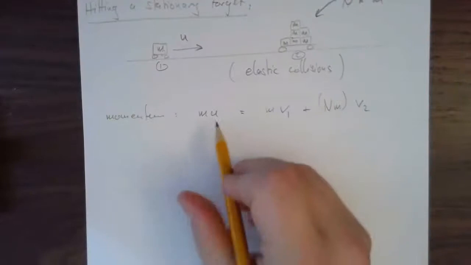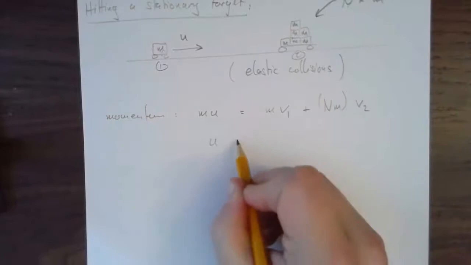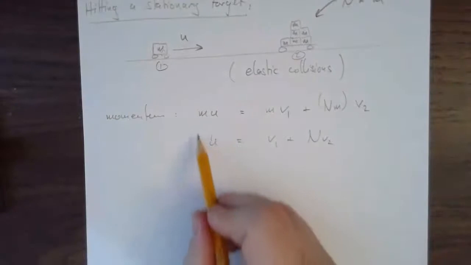Then, before I go anywhere, let me simplify this and cancel out the m. You can imagine it's like 1 kilogram each. So 1 kilogram and 1, 2, 3, 4, 5, 6 kilograms right now. u is v1 plus n v2, and that's going to be one of the equations we're going to use.